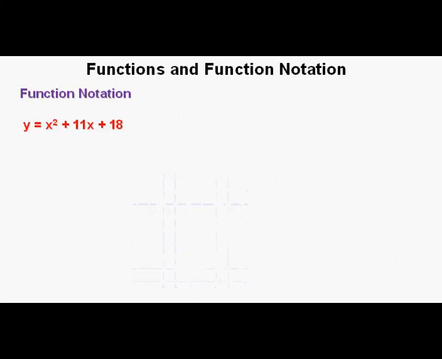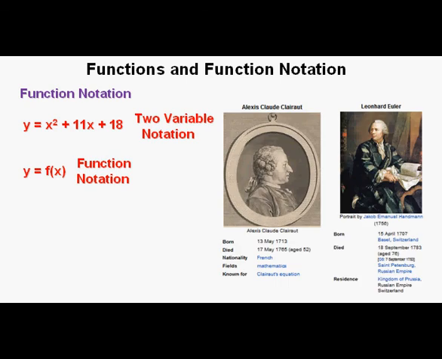In two-variable notation we have the equation y equals x squared plus 11x plus 18. This notation with the x and y as variables that we are very familiar with, I call standard two-variable notation. The y, or variable by itself, is called the dependent variable because the value of y depends on what the value of x is. To indicate that y comes from the function acting according to what x is, we can use function notation. Function notation was invented by the French mathematician Alexis Clairaut and the Swiss mathematician Leonhard Euler.